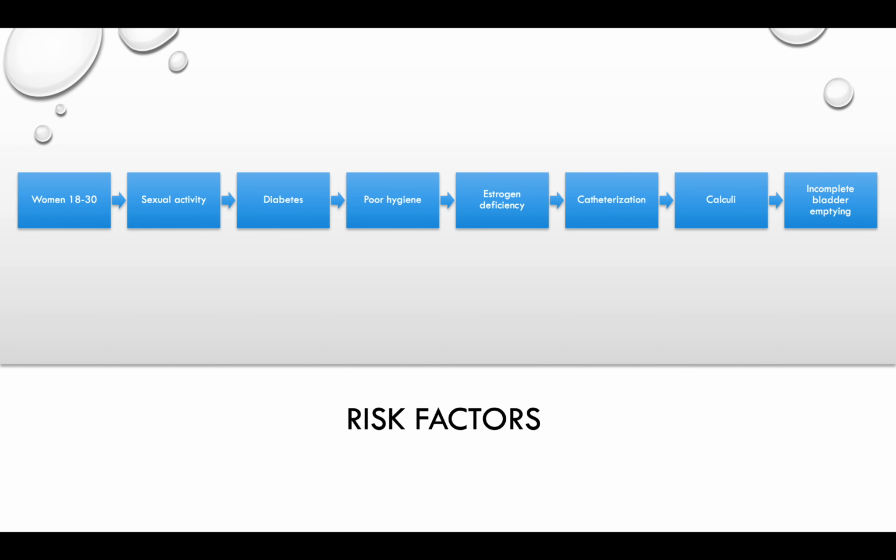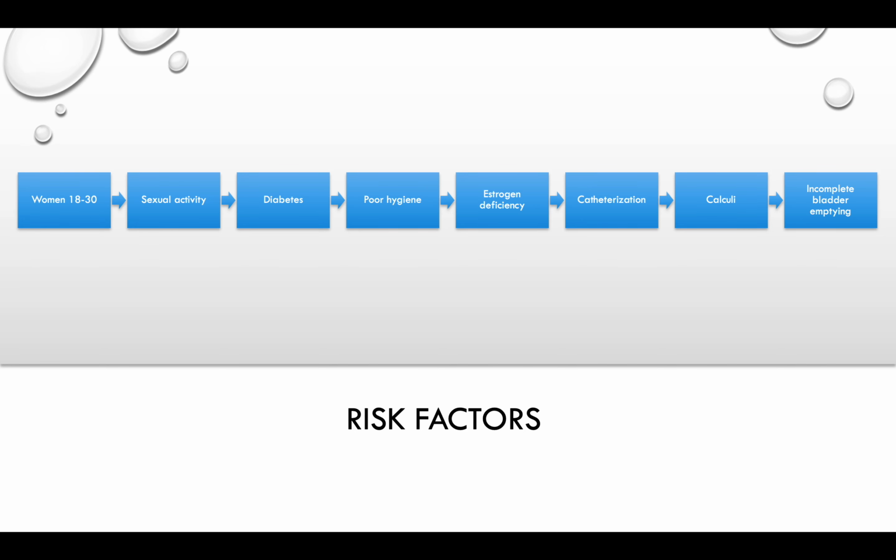Renal calculi, we talk about that here in a little bit. That's a kidney stone. This can lead to urinary tract infections simply because of obstruction of outflow of urine and damage to the interior mucosal linings of the urinary tract. So there's that. And then the last one on here is incomplete bladder emptying.